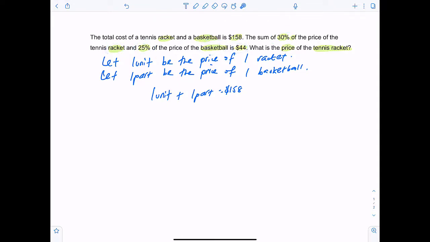And the sum of 30% of the racket and 25% of the basketball is $44. So remember, the word off can be replaced with the multiplication sign, and 25% off here as well, times. So 30% of the tennis racket will be 30 over 100, which is 0.3, right? And 25% is 25 out of 100, which is 0.25.